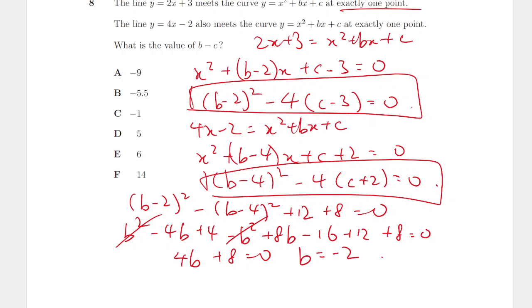Okay, so let's say I sub into the first equation. So b minus 2, right? So negative 2 minus 2, that's negative 4. Negative 4 all squared minus 4 times (c minus 3) equals 0. Okay, I mean, you just do the math from here, right? So I think c is 7, right? So I hope my elementary algebra is okay. So b minus c, negative 2 minus 7, I think that's negative 9. So the answer is A.